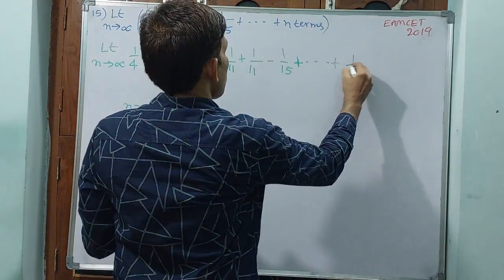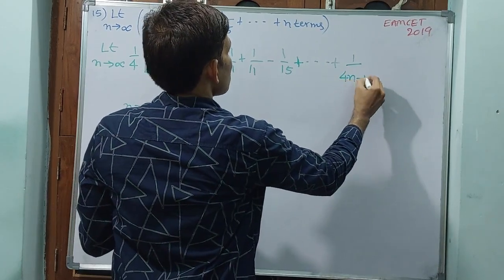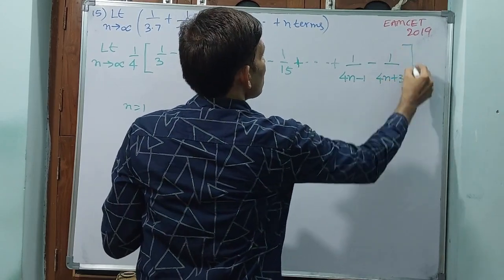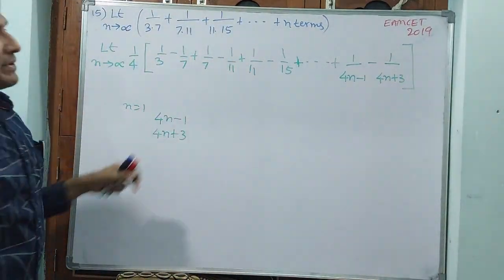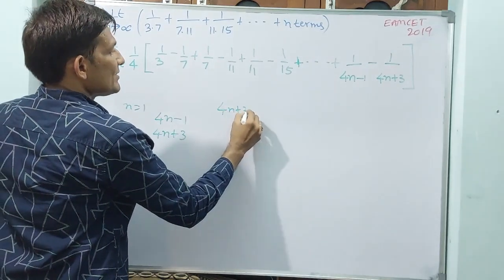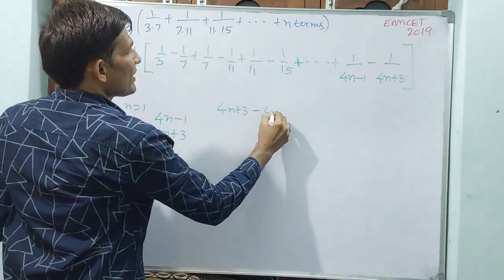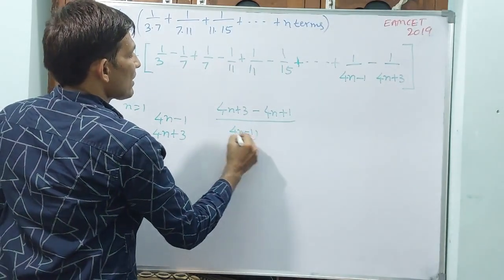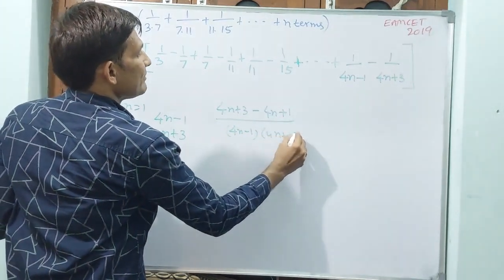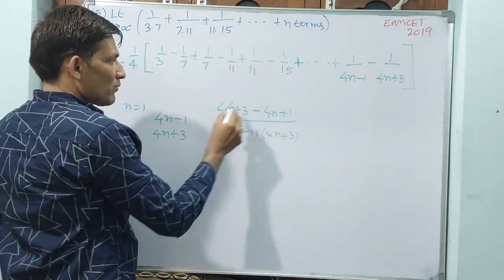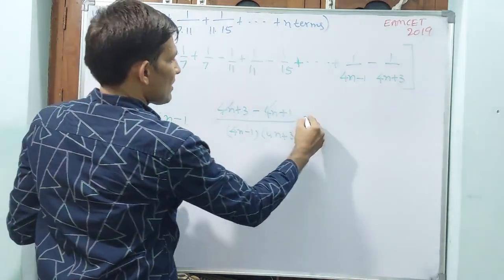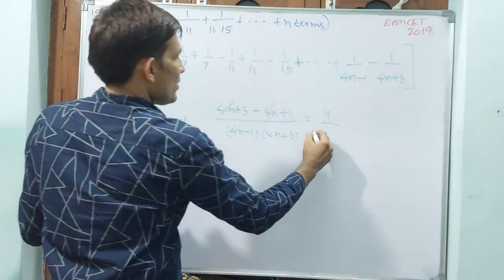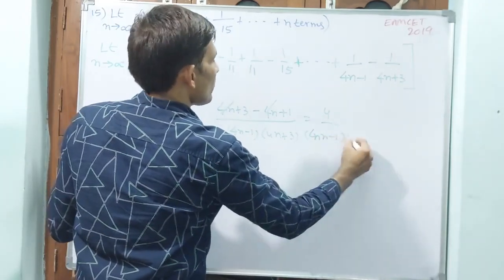Okay, see 1 by 4n minus 1 minus 1 by 4n plus 3. Okay? Now you see, 4n plus 3 minus 4n plus 1 divided by 4n minus 1 into 4n plus 3. Now you see, 4n minus 4n is going to get cancelled out. 3 plus 1 is equal to 4. 4 is going to cancel out. 1 will come, that is not a problem. 4n minus 1 into 4n plus 3.